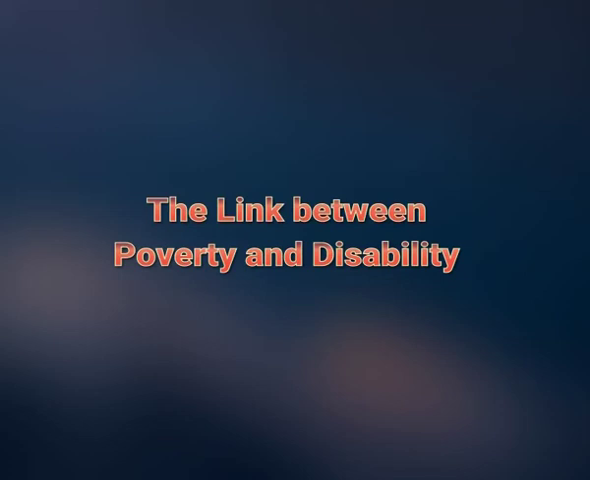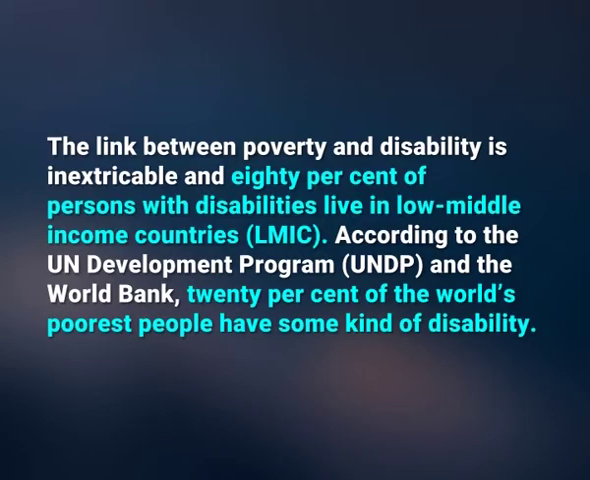Now, we have to understand the link between poverty and disability. The link between poverty and disability is inextricable, and 80% of persons with disabilities live in low and middle income countries, LMIC. According to the UN Development Programme and World Bank, 20% of the world's poorest people have some kind of disability. So, persons with disabilities are more likely to experience poverty and high rates of multiple deprivation, as they are routinely excluded from mainstream health, education, and economic opportunities. Being poor can also increase the likelihood of disability due to injury and disease associated with lack of nutrition, lack of clean water and unsafe environments.